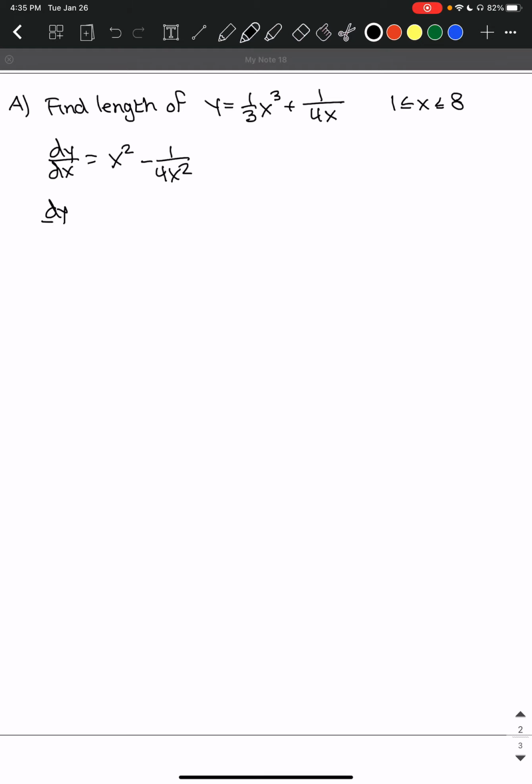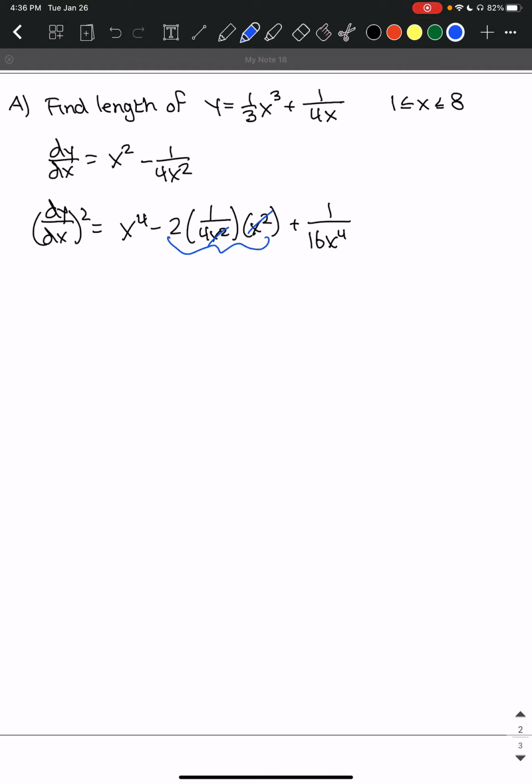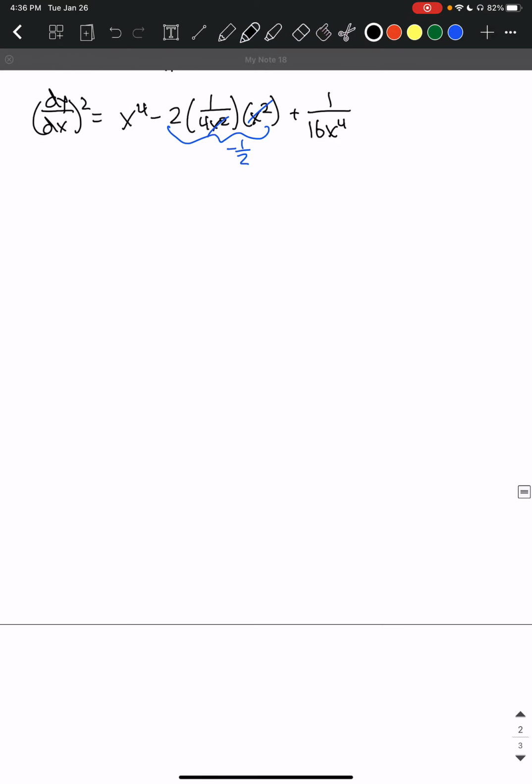If I square that, I get x to the 4th minus 2 times 1 over 4x squared times x squared, and then I square that last term to get 1 over 16x to the 4th. What we'll notice here is that these x squareds will cancel out, and you're left with minus 2 times a quarter. So this term right here actually gives you minus a half. And that's pretty typical, honestly, of this problem, and we'll see why in a second.